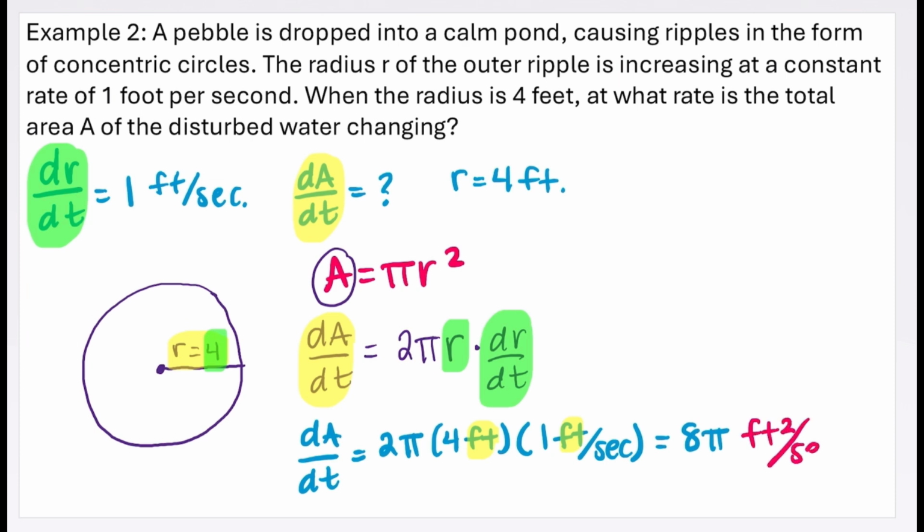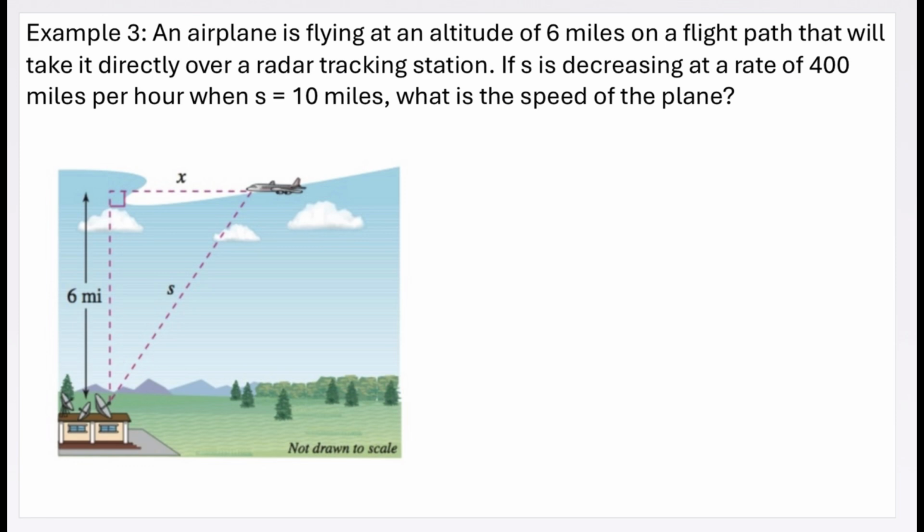per second. So the area of that circle, when the radius is 4, at that instantaneous moment in time, the instantaneous rate of change of the area is 8 pi feet squared per second. So that's what a related rate is. You have one rate and you're finding the rate of something else, and those two things are related to each other. All right, so now we're going to do a problem that already has a picture with it, so we don't have to picture what's going on. We already have it here.